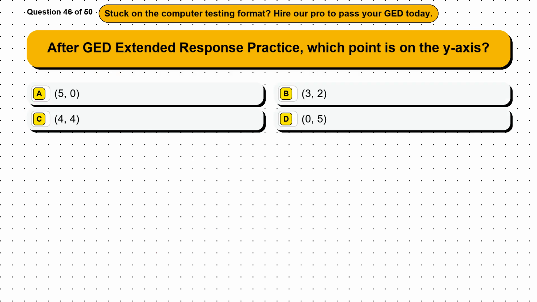Question 46. After GED Extended Response Practice, which point is on the y-axis? Option A, (5, 0). Option B, (3, 2). Option C, (4, 4). Option D, (0, 5).